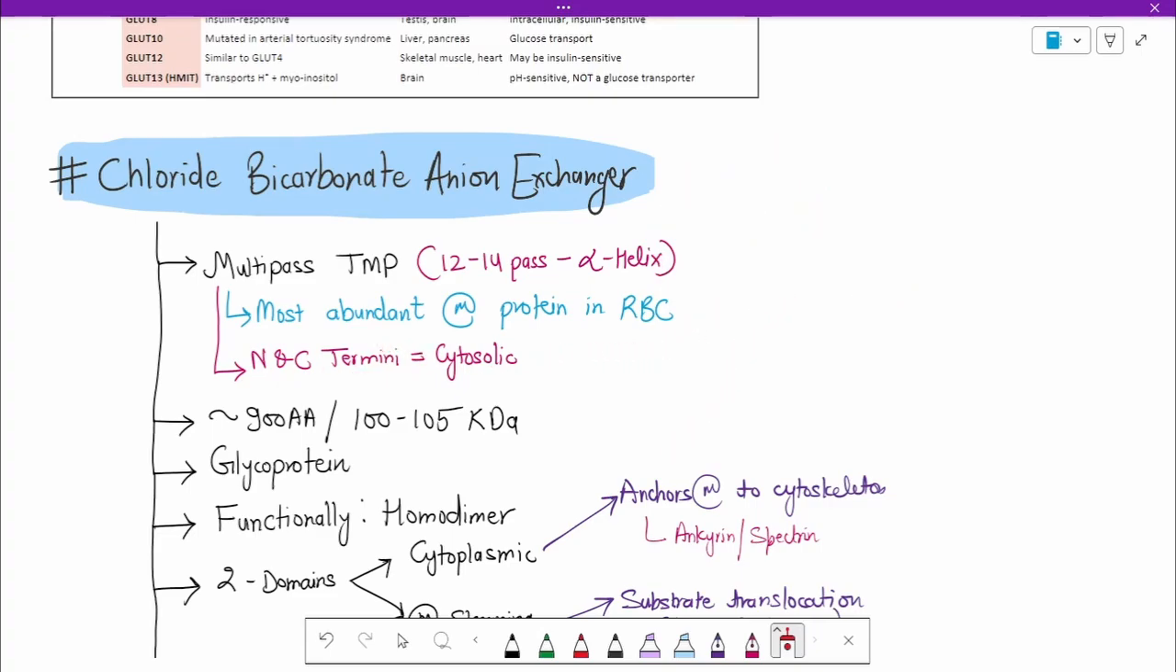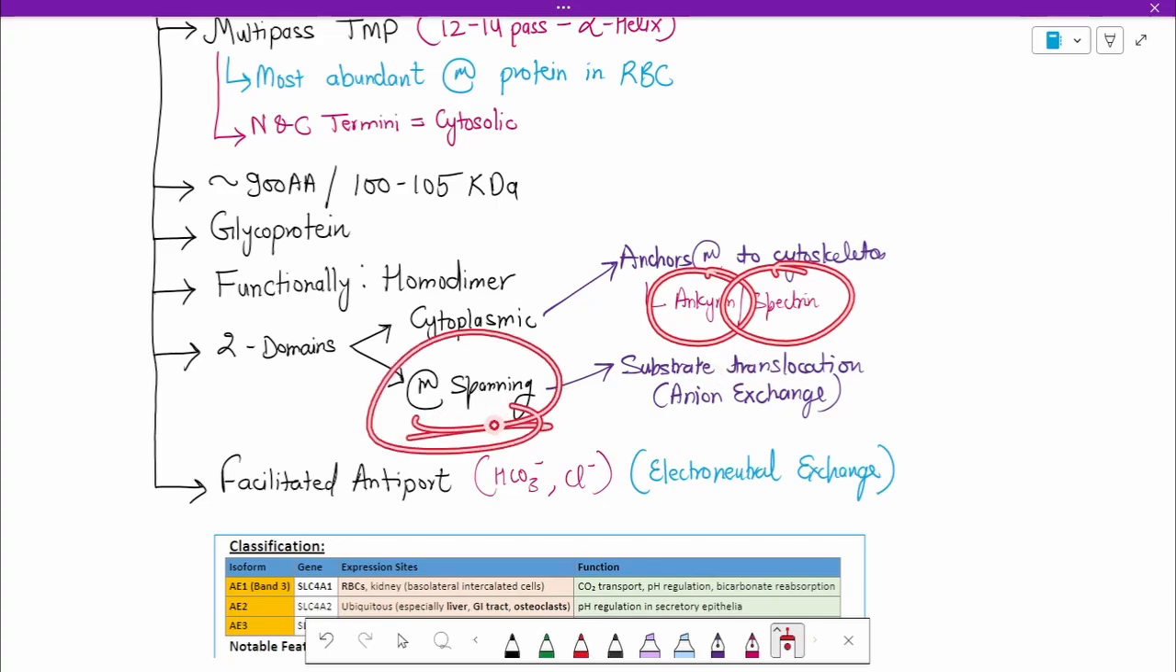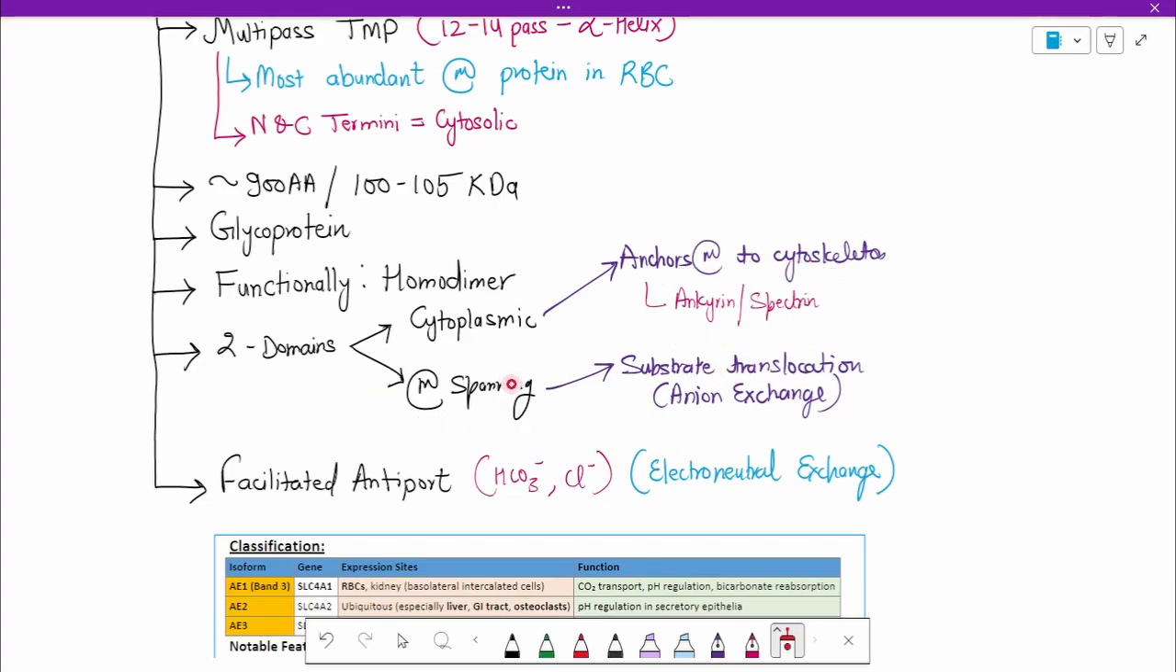Functionally, it is a homodimer. Here it has two domains: one is the cytoplasmic domain, the other is the membrane spanning domain. What is the function of the cytoplasmic domain? Its function is to anchor with cytoskeletal proteins. It anchors with ankyrin or spectrin. The membrane spanning domain is responsible for transport of anions. And what are the anions this transporter is going to transport?